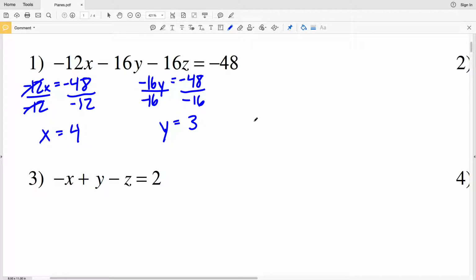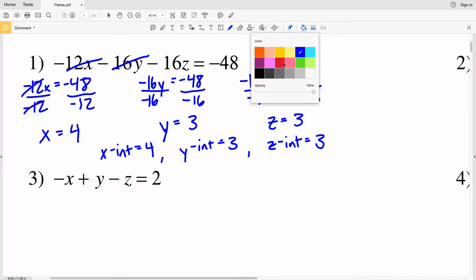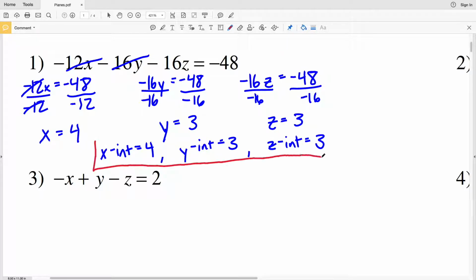And then lastly, we need to locate that z-intercept, and that occurs when x and y are both 0. So we'll have negative 16z equal to negative 48. Dividing by negative 16, we'll get that z is equal to a positive 3. So we have that the x-intercept is 4, the y-intercept is 3, and the z-intercept is 3. That's our solution in number 1.